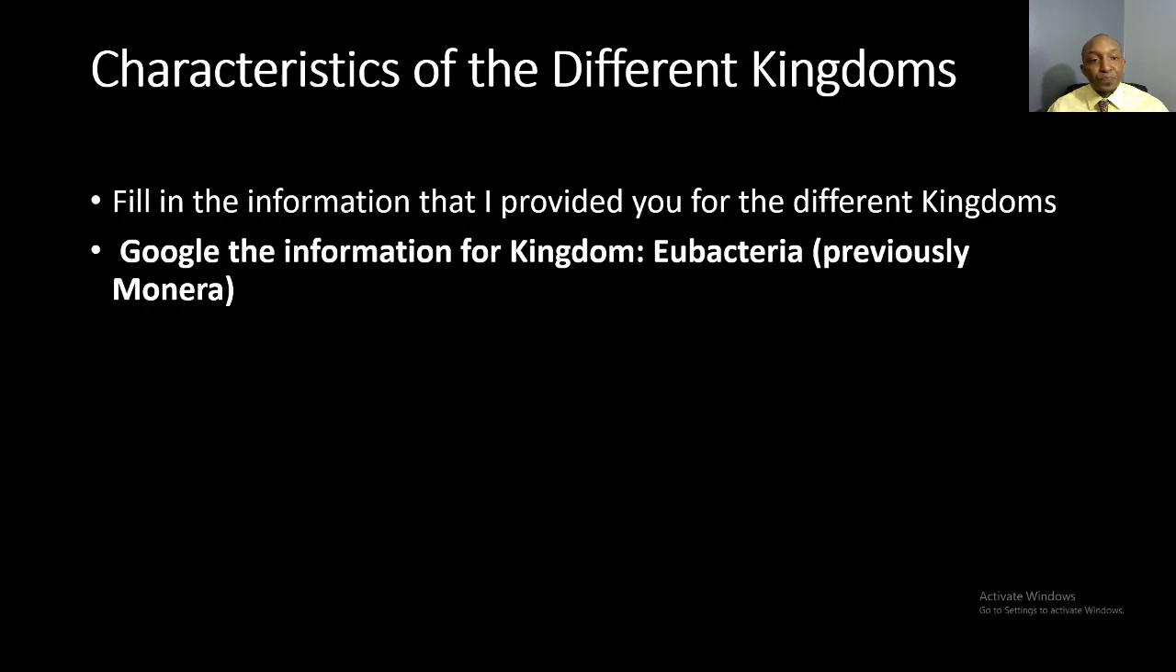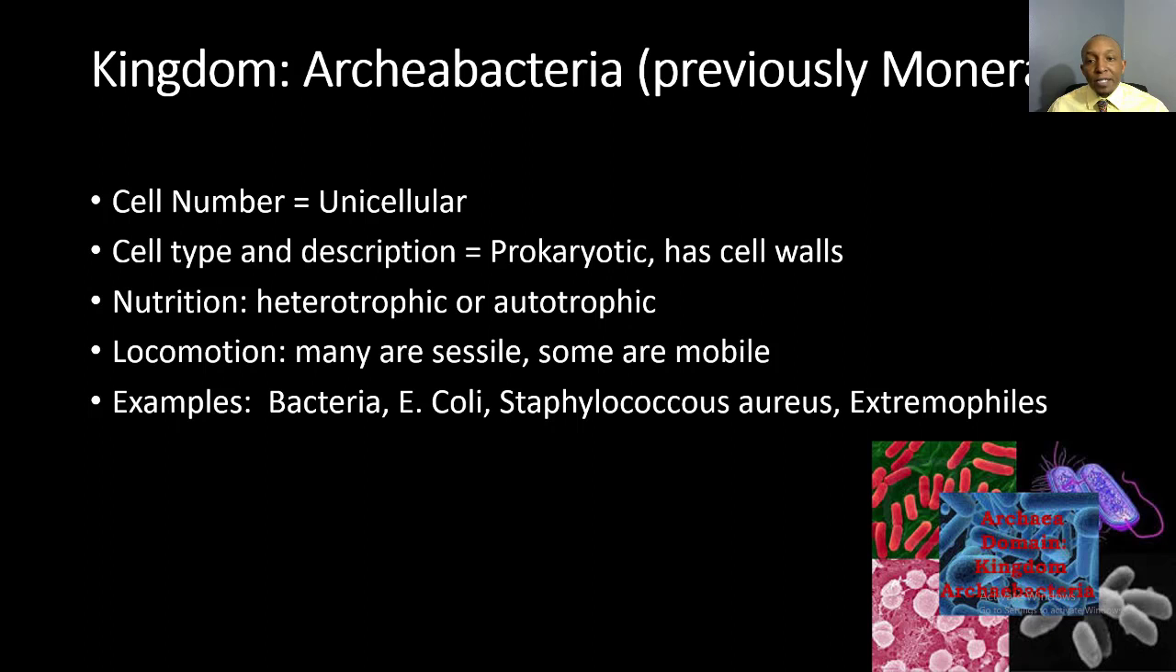So let's begin. The kingdom Archaebacteria, or previously Monera: the cell number is unicellular, it's prokaryotic, and it has cell walls. Its nutrition is heterotrophic and autotrophic, which means that it has to consume other organisms, or some of them can receive nutrition from sunlight. Locomotion: many are sessile, which means they are still, they're not mobile, and some are mobile. Then examples, we have bacteria, E. coli, Staphylococcus aureus, and then we have extremophiles.